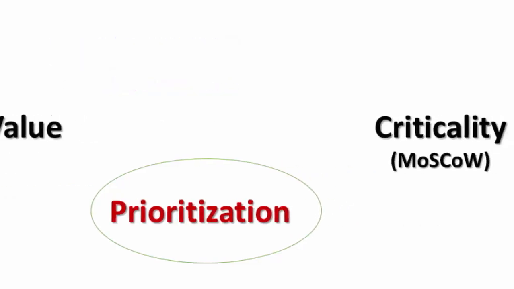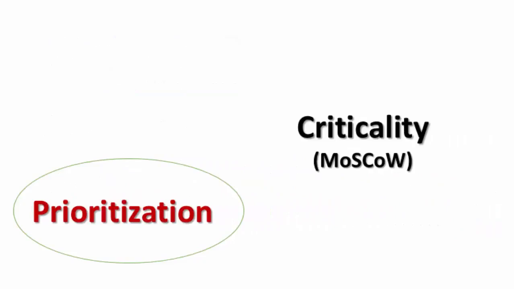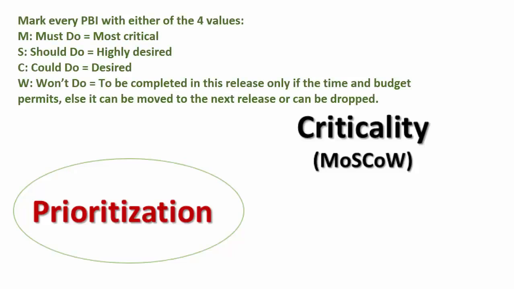Next, you also need to tell us their criticalities. How do I define criticality for a product backlog item? Mark every PBI with one of the 4 values: must do, that is most critical; should do, highly desired; could do, desired; won't do. The meaning of won't do is these are the items to be completed in the release only if the time and budget permit. Else, they can be moved to the next release or dropped. This technique is called the MoSCoW technique.